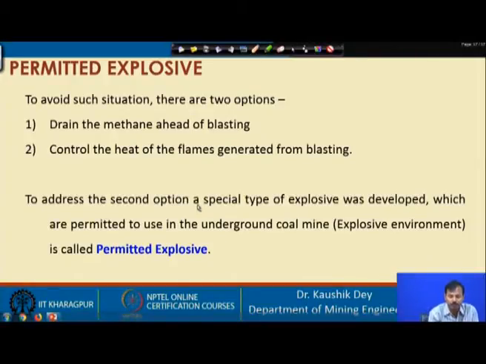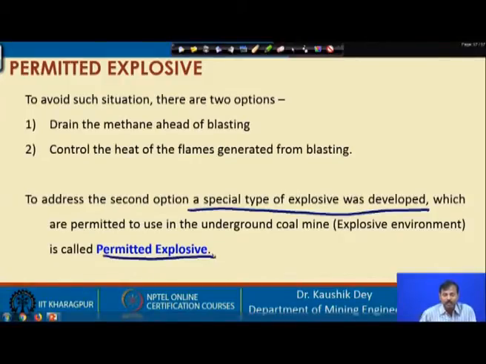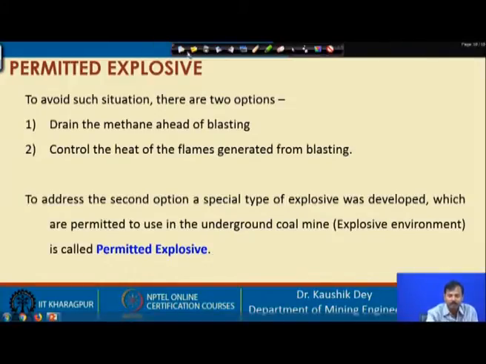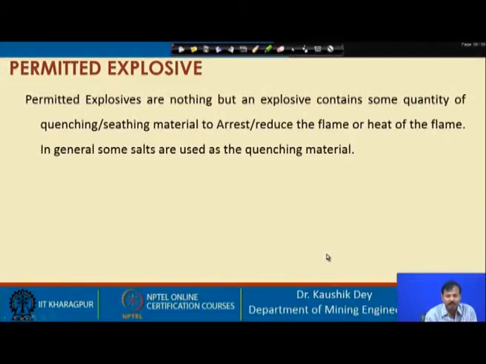a special type of explosive was developed, which is called permitted explosive. What is this permitted explosive? These permitted explosives are explosives which are allowed to be used in underground coal mines, that is, in the explosive environment. But the problem is how we will define these as permitted explosives. So, let us see what is there in the permitted explosive.